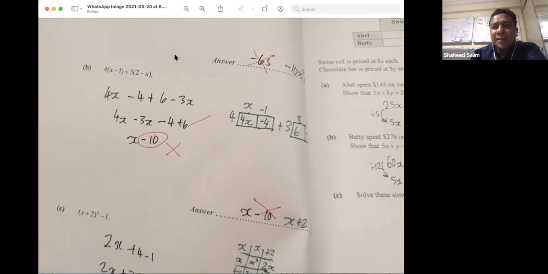Okay. Let's see. So for this one, you have a bracket here. So down here, x. So 4 times x, 4x. 4 times -1, -4. 3 times 2, 6. 3 times -x, -3x. So you get 4x minus 4 plus 6, -3x.